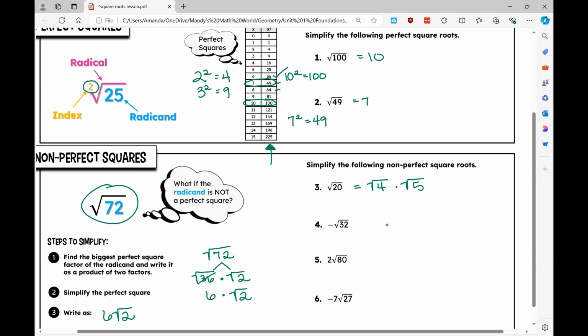What is the square root of 4? It's 2. So I'm going to rewrite it as 2 square roots of 5, which is the same thing as 2 times the square root of 5.